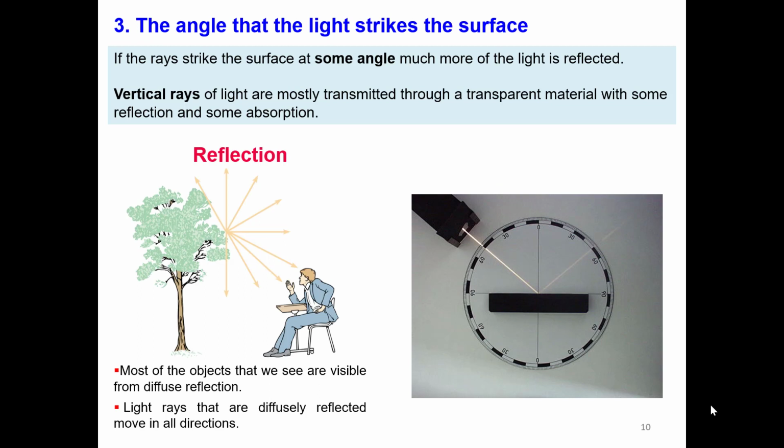What happens with the light when it interacts with matter depends on the angle at which the light strikes the surface. This is the third point. If the rays strike the surface at some angle, most of the light is reflected, as we can see in these pictures, and here we had a specular reflection, as it is a smooth surface. However, most of the objects that we are able to see are seen because of diffuse reflection, because there is no perfectly smooth surface.